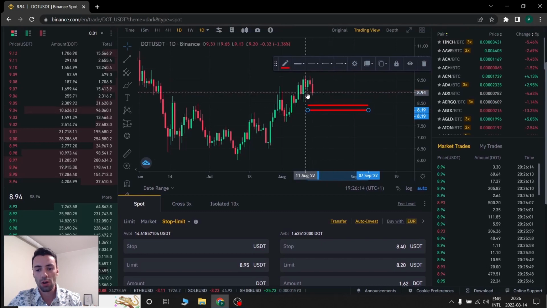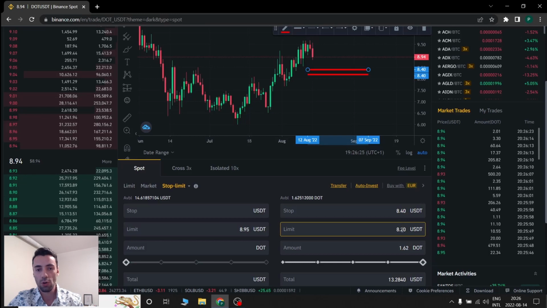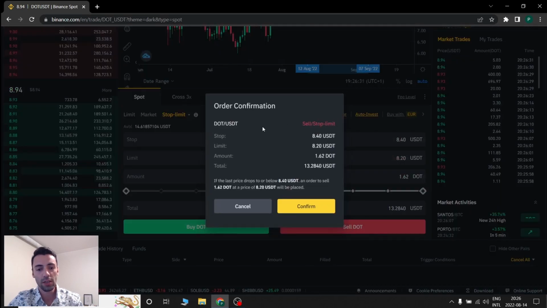So this was our entry price, 8.94, and we said if it goes to 8.40, activate this order, and at 8.20, please throw us out of this order. We don't want to be in this position anymore. And so I said, do you want to confirm this order? Confirm.